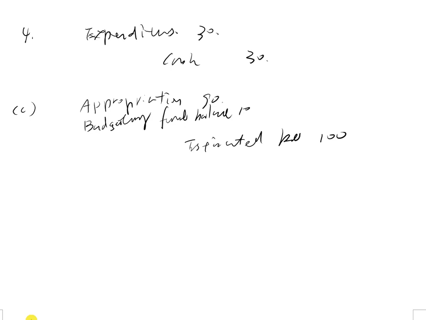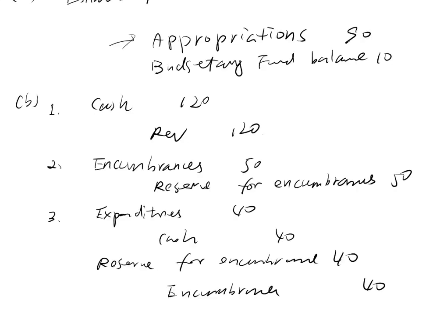So all the budgetary accounts have been closed. Next, I'm going to close all the revenues and expenditures, and get to the fund balance. So let's check what the actual revenues and expenditures are, right? We have revenues of 120, which will be closed, and we have the 40 expenditures. It will be closed, right?